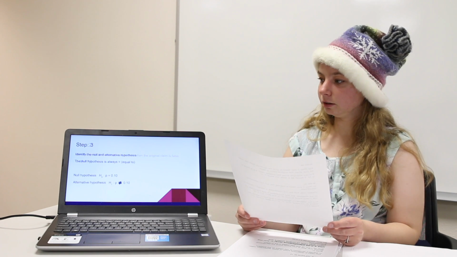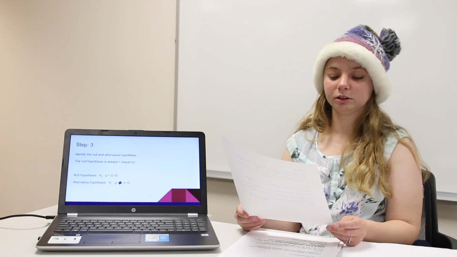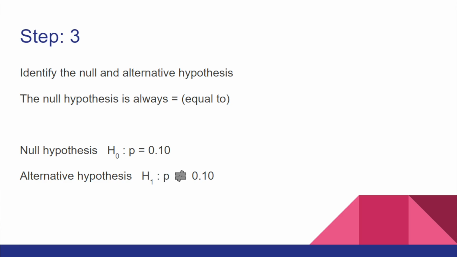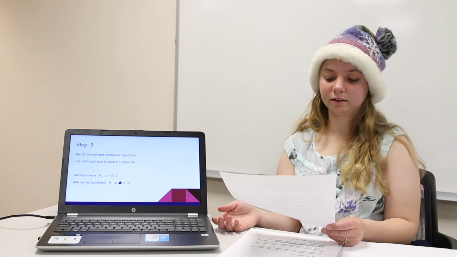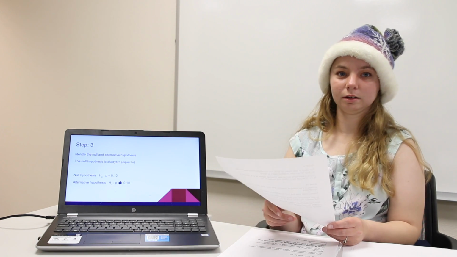In step 3, you need to identify the null and alternative hypotheses. Please note that the null hypothesis is always equal to. In our example, the null hypothesis is that inaccurate online orders are equal to 10%, or H sub 0 is p equals 0.10. An alternative hypothesis is that inaccurate online orders do not equal 10%, or H sub 1, p does not equal 0.10.